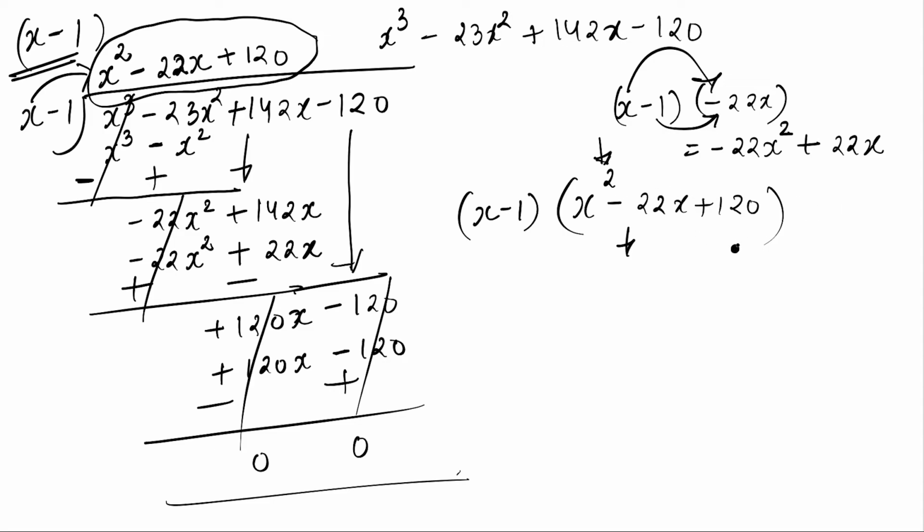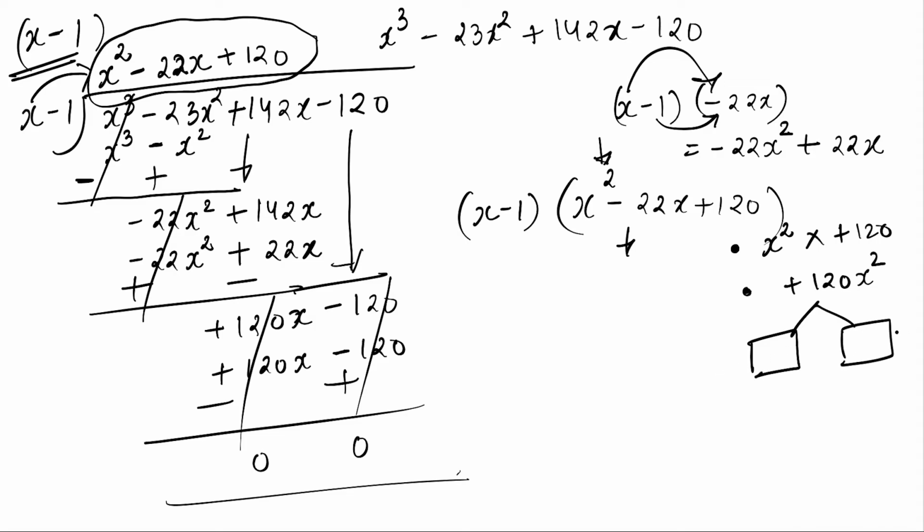First step is to multiply the first term, that is x square, with the last term, plus 120. We have got here plus 120 x square. We want two numbers here which will give us the sum as the middle term, and when we multiply them, we will be getting the product as plus 120 x square.